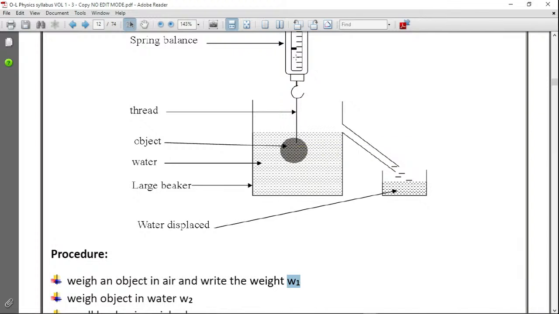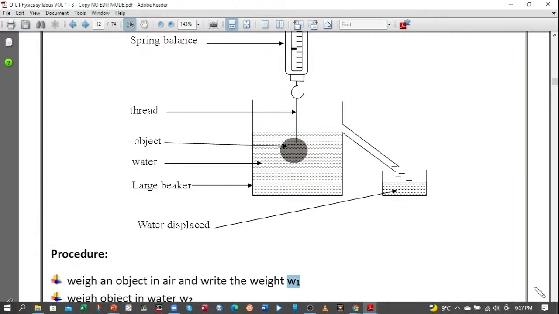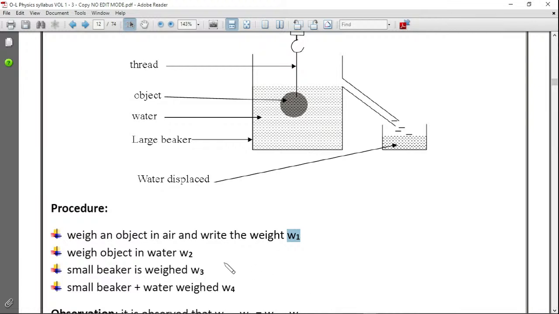When you lower it now, you will read the new reading of the weight of this object in water. You already have the weight in air, which was W1. Now we have the weight of the object in water, which should be W2. You read W2, what the spring now shows. Equally for the small beaker, the weight of this small beaker when it was empty is W3. And now when the water flows inside, the weight of the water plus the small beaker is what we call W4. So we see from this point that the weight of water plus beaker minus W3 gives us exactly the weight of the water.